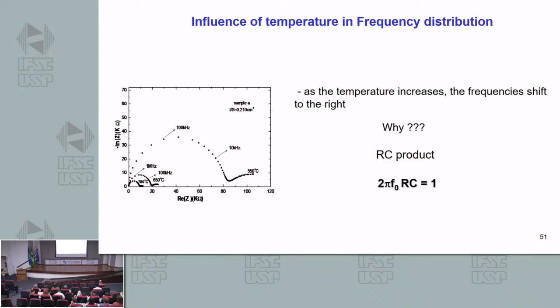100 kilohertz at low temperature was here. Then it shifted, so all the frequencies will move here. That's why we can say that the relaxation frequency increases with temperature. We can also do an Arrhenius plot of the relaxation frequency. It will have the same activation energy as the conductivity, or almost the same.